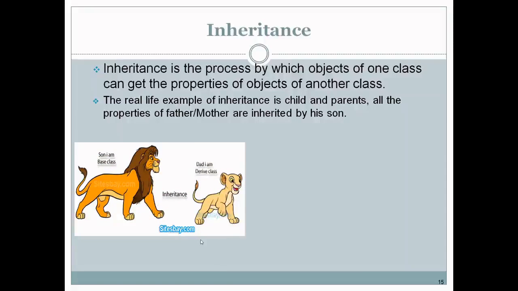Look at this diagram, you will get to know what is inheritance here. We have a father as a base class and son as a child class. So son inherits properties from his father. So father is called the base class here, whereas son is the derived class, child class. Look at one more example.